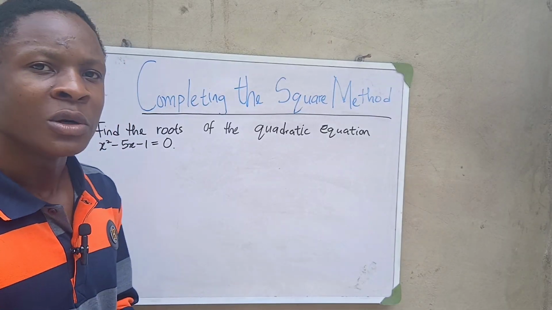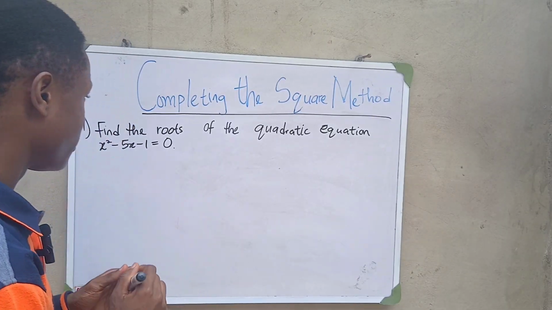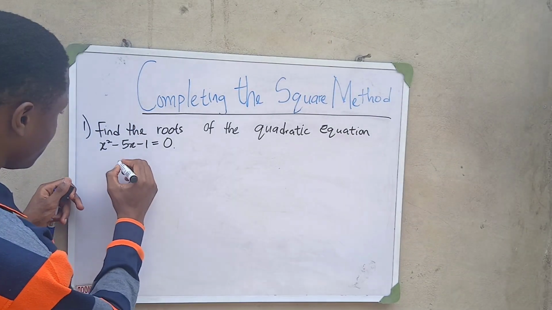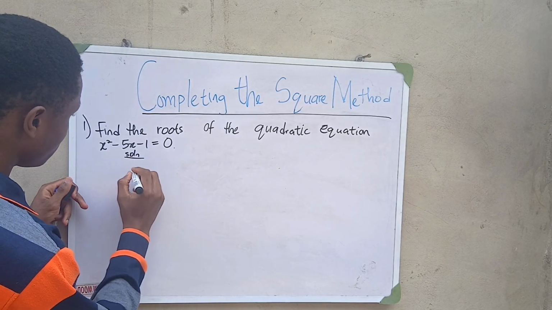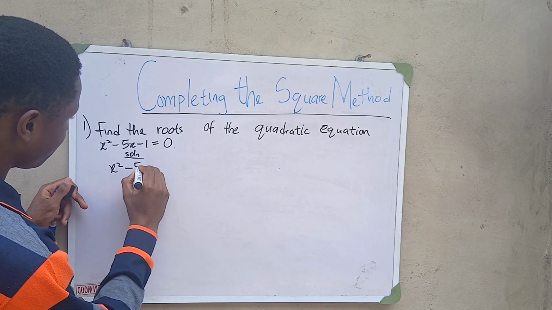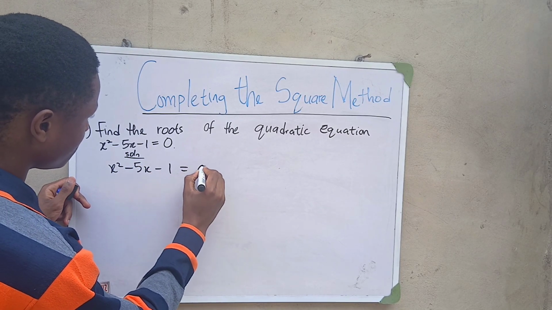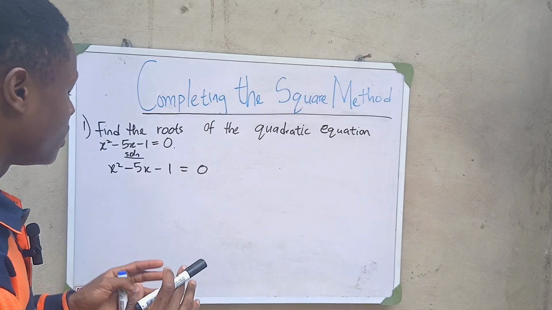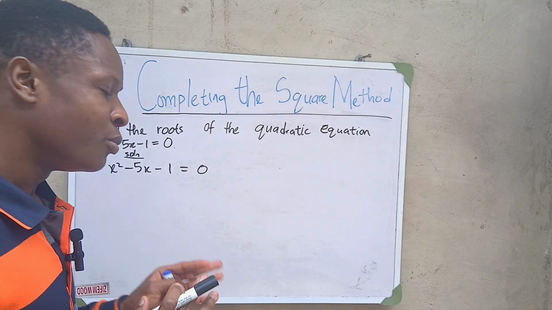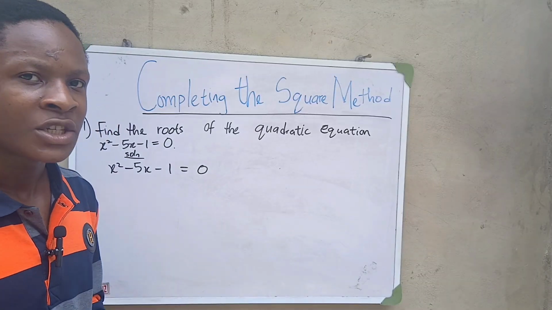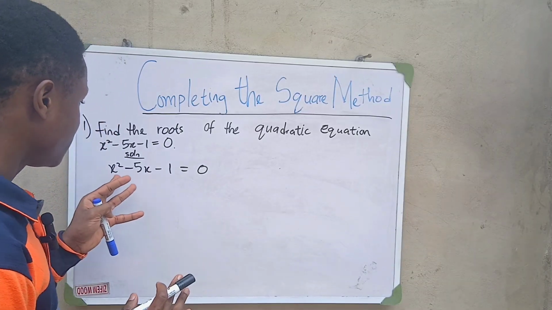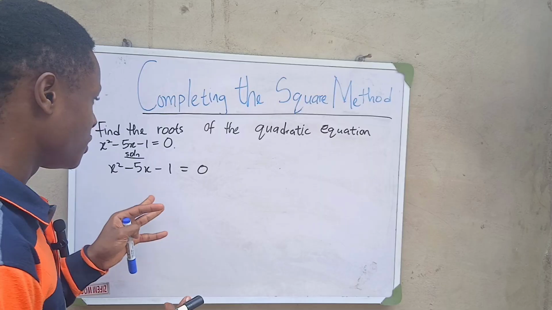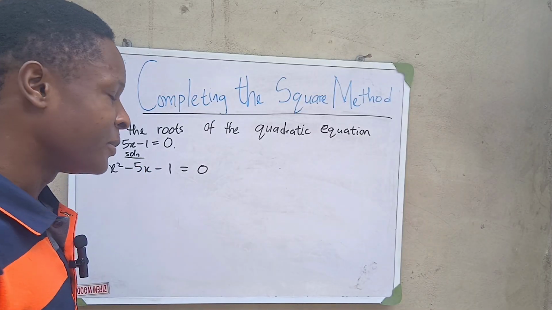When using the completing the square method, our equation is x squared minus 5x minus 1 is equal to 0. This is our quadratic equation. Normally the first step is to make the coefficient of x squared 1. The coefficient of x squared in this quadratic equation is already 1, so we are going to skip that step.